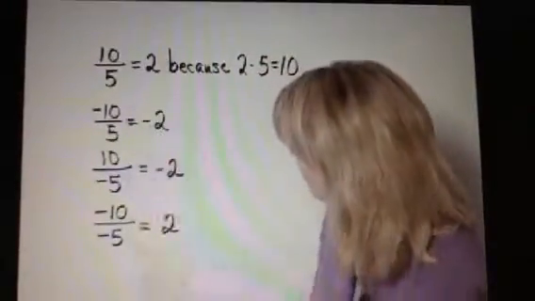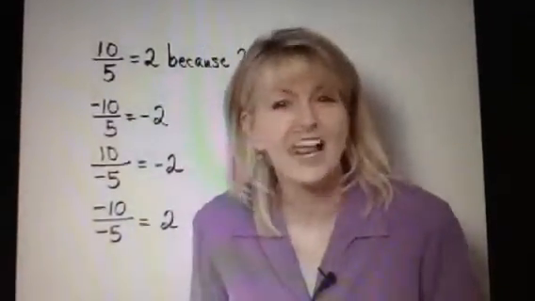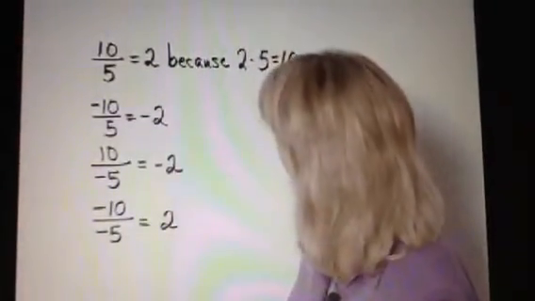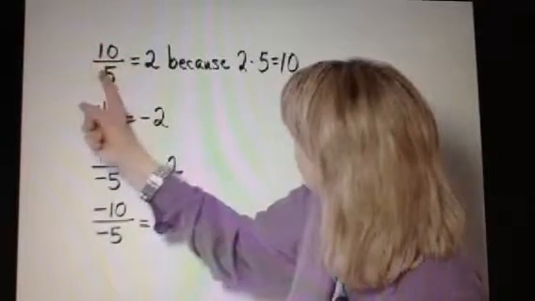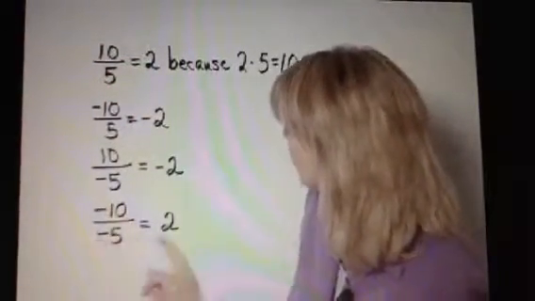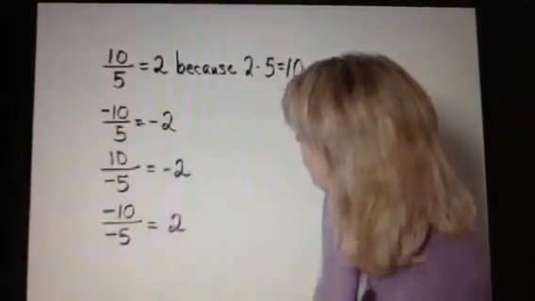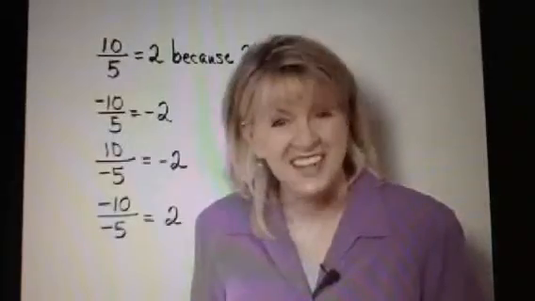Study these a moment and see if you can't come up with some rules, sign rules for division. It looks like a positive divided by a positive is positive, and a negative divided by negative is positive. And then if either one is negative, looks like the result is negative.